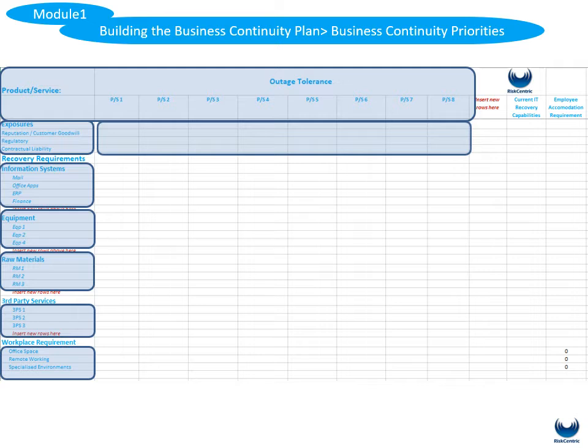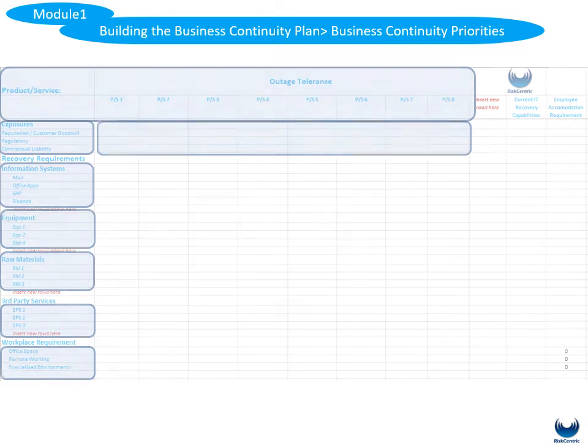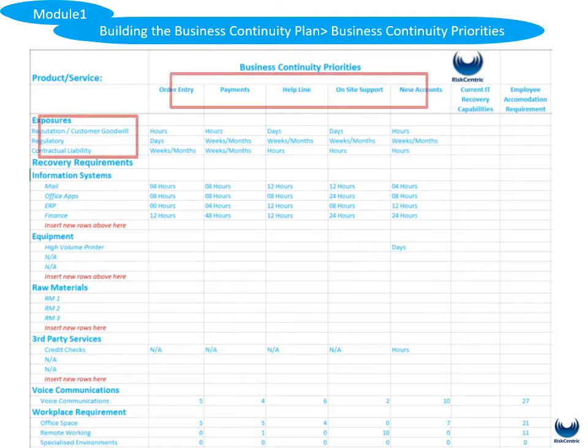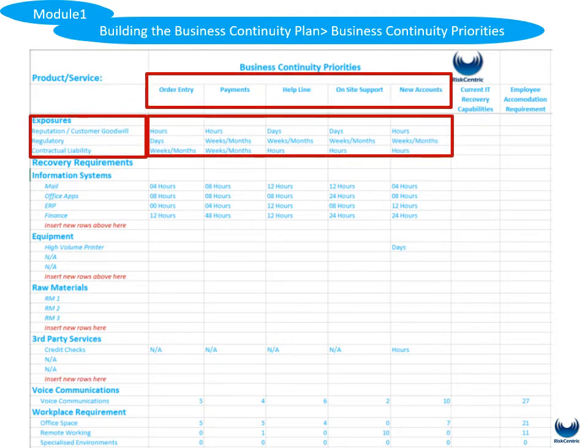Let's take a look at what this spreadsheet looks like when we've populated it with some data. Here we can see a completed priorities and tolerances assessment. Let's walk through the results and see what it tells us. This example has identified 5 priority tasks, and we can see that the risks associated to the organization's reputation and goodwill of its customers could be quite quickly compromised by an operational disruption. In a matter of hours, in fact.